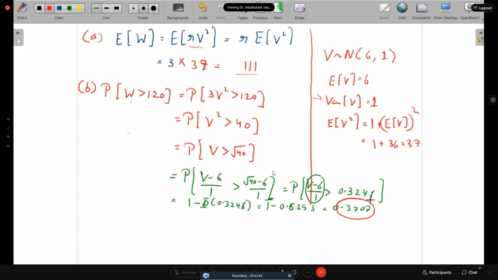Sir, here wouldn't we consider the case of V less than minus under root of 40? Pardon? Sir, wouldn't we consider the case where V is less than or equal to minus under root of 40? How? V is a voltage. Voltage cannot be negative, right? So voltage can be negative if the polarity of the voltage is opposite to our reference voltage.